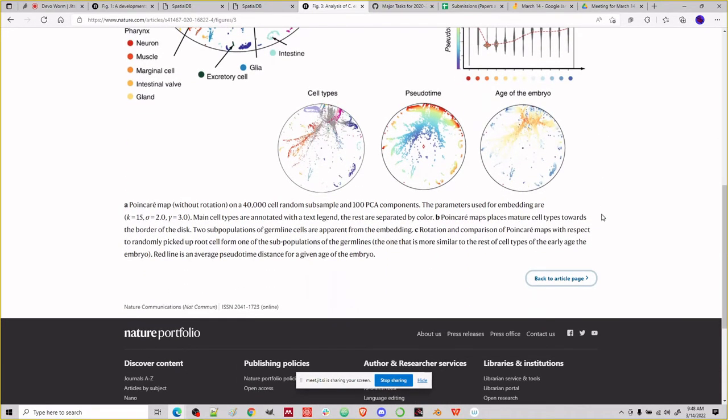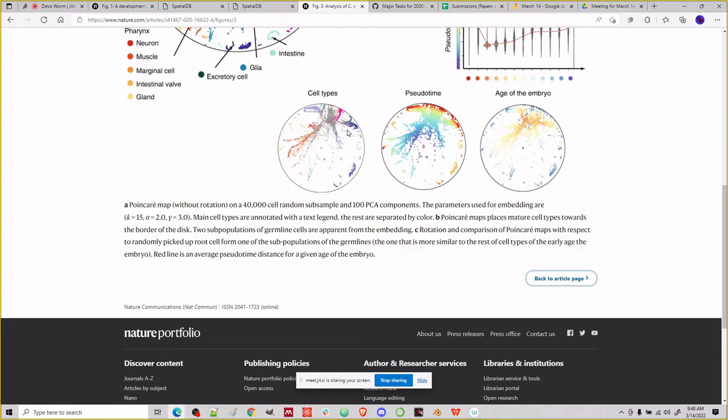And so you can look at cell type, pseudotime, and age of the embryo, and represent all of these in the same embedding. Pseudotime is some sort of time measurement. It's not like minutes, but it's maybe order. And so one can do these kinds of maps for different criteria, like cell types.